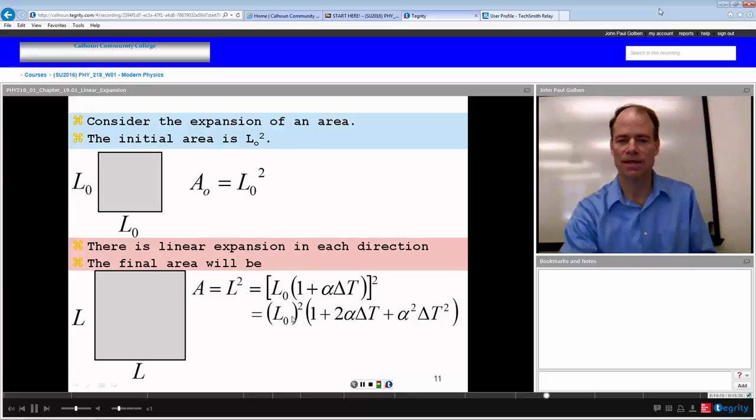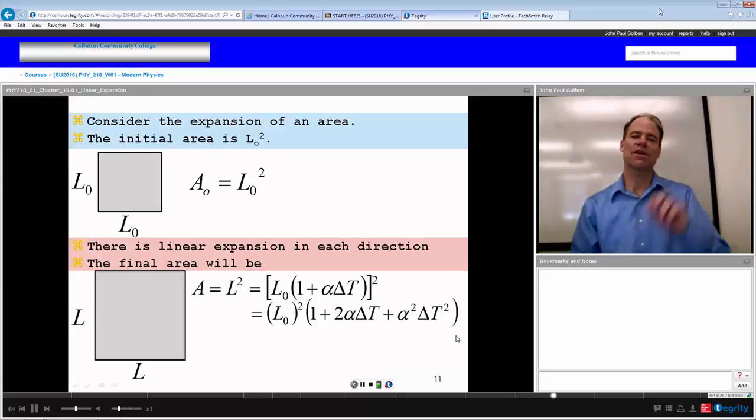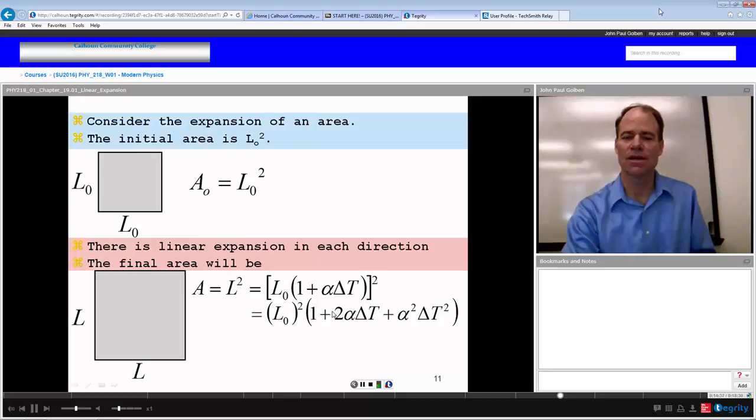If I expand this, I'll have L naught squared times (1 plus 2 alpha delta T plus alpha squared delta T squared). Now we saw from the previous example of the bimetallic strip that alpha is on the order of 10 to the minus 6. So I'm going to have 1 plus a number that's pretty small here, 2 alpha delta T. That's really going to be pretty small. And then I go to the next term, alpha squared delta T squared.